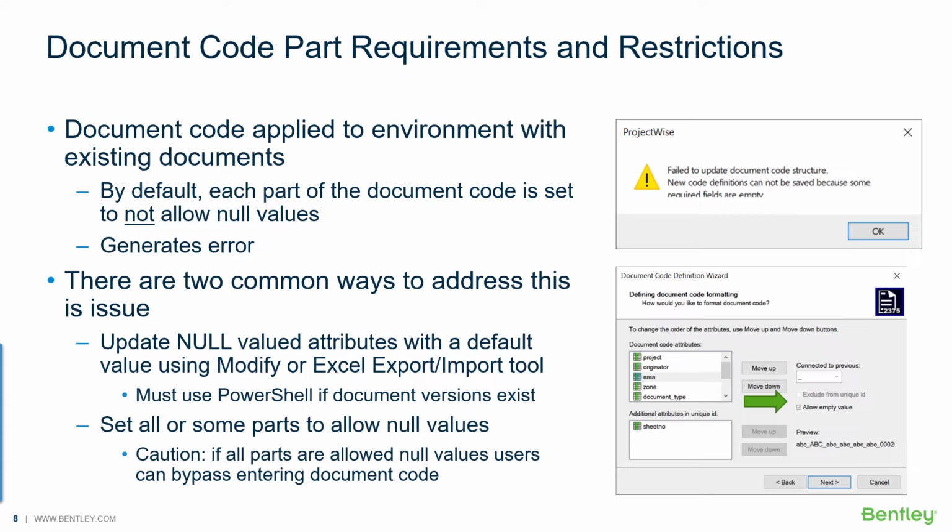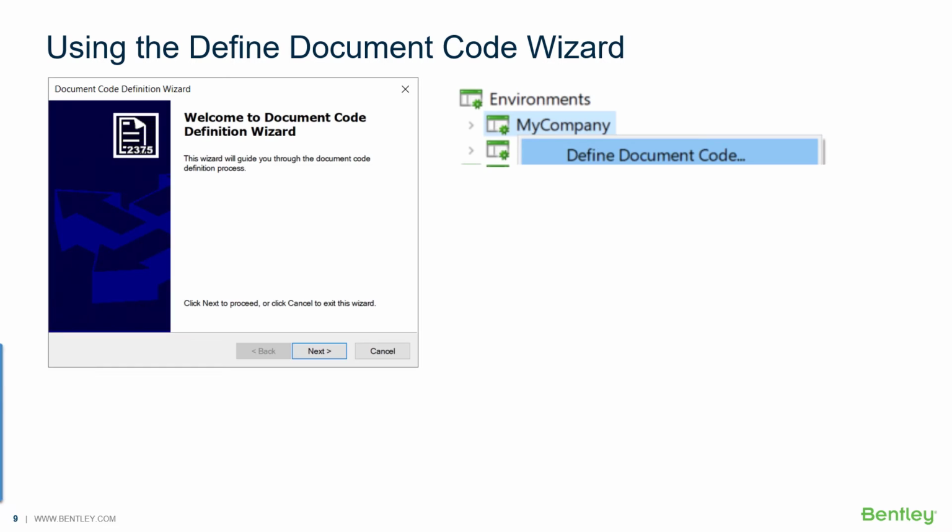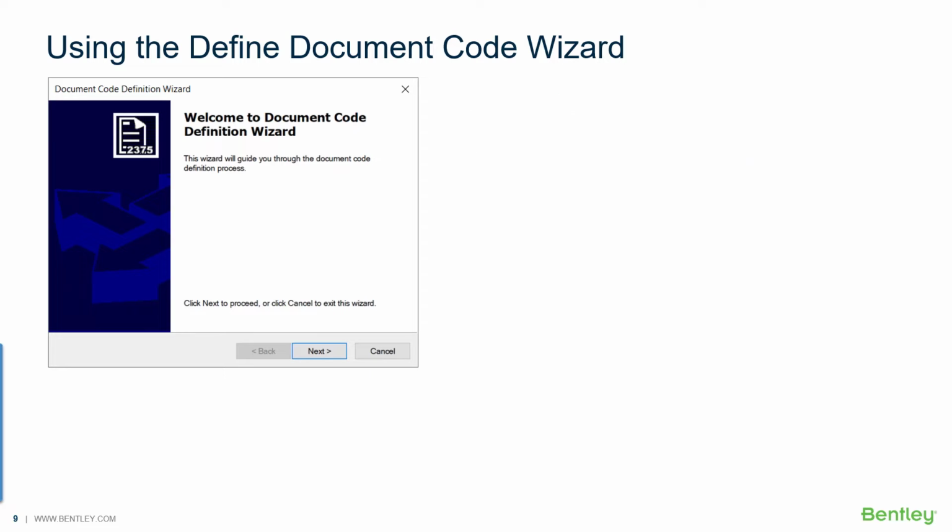However, be cautious because if you set all parts to allow null values, users can bypass entering document codes when documents are created. Now let's go through each of the 8 dialogues for the document code definition wizard. To access the document code definition wizard, right-click on a named environment within ProjectWise Administrator, then choose Define Document Code. The first dialog presented is the Document Code Definition Wizard Welcome dialog.